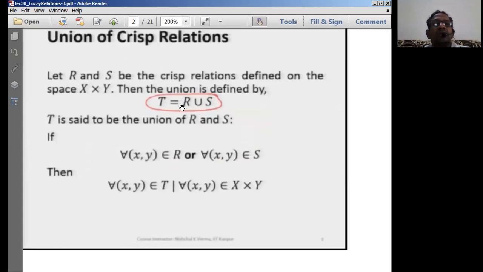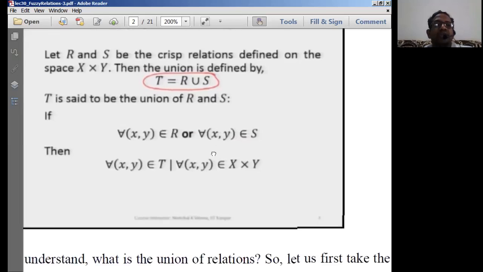R is nothing but a crisp relation. S is going to be the crisp relation on the space X cross Y. These relations can be used with operations. You can perform operations on these relations, that is the union operation. T is equal to R union S we can write. So T is said to be the union of these two relations R and S.